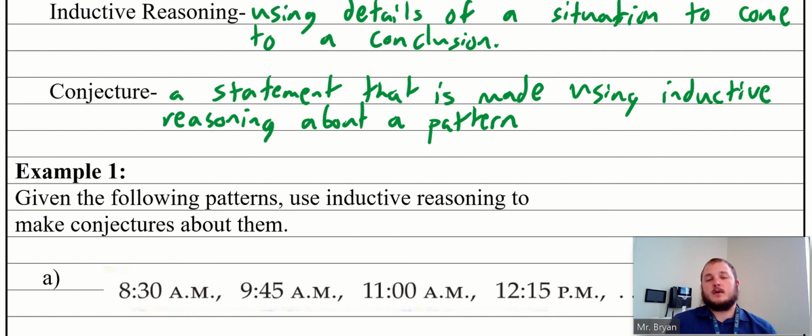Okay? And this could mean a few different things. So a statement that is made using inductive reasoning about a pattern. That could be a pattern that you see in the real world. If you think of your daily routine, that would be a pattern, something that you do consistently. You also see this in mathematics where you have a pattern with an actual shape or a diagram. And you also see this with numbers, where you can have a numerical pattern.